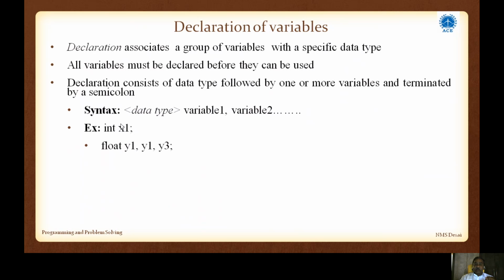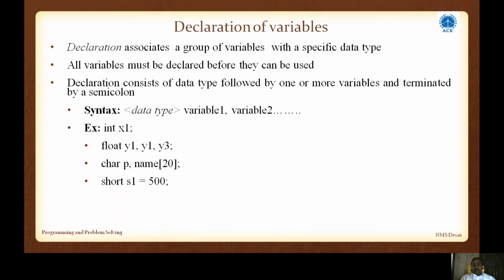Example, int x1. Another example, float y1, y2, y3. Here I have declared only one variable. Here I have declared 3 variables of the same type. This statement means that the programmer wants to use 3 variables of the float type, y1, y2, y3. Memory is allocated. Char p, name[20]. Now you see there is a character variable and a string. How is a string declared? name[20]. So in this example, the programmer wants to use a string of size 20 and a character variable of a single character, right?